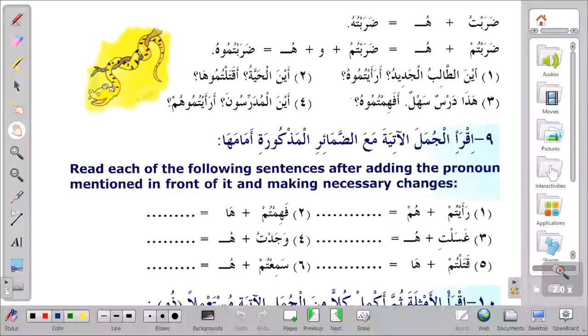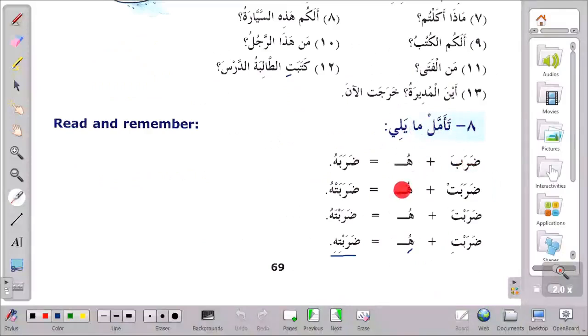If you can remember, we stopped here, right? We were explaining here, and then we stopped. So we said that this particular part is where we are attaching. We said that sometimes the maf'ul, the object, will be a pronoun. So if the object is a pronoun and you are attaching it to the verb, for example, daraba means he beat. But if you are going to say he beat him, you use a pronoun for the object and attach it, so you say darabahu.